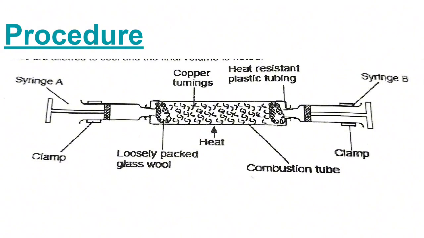Now, what are the observations from this? Now, it is observed that the volume of air in syringe A decreases. Then something else that is observed is that brown copper metal changes to black due to the reaction with oxygen to form black copper 2 oxide.